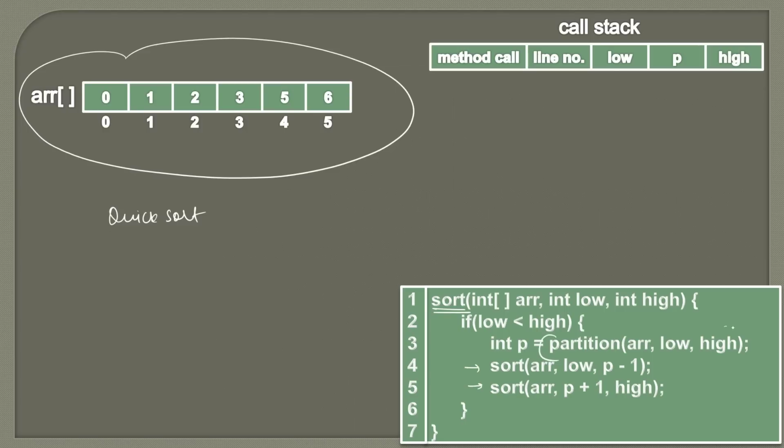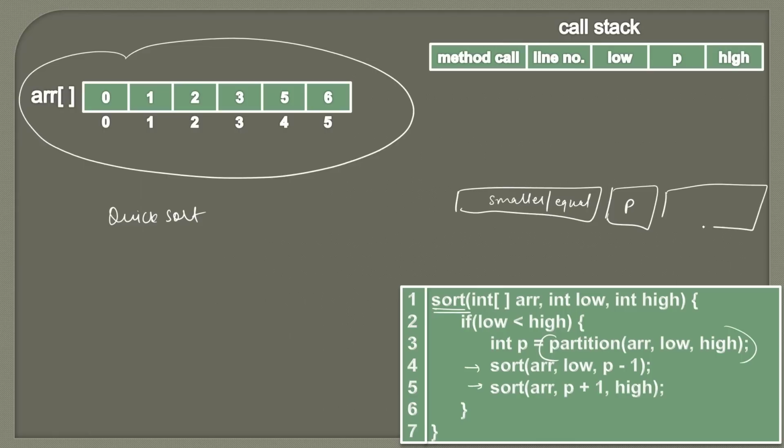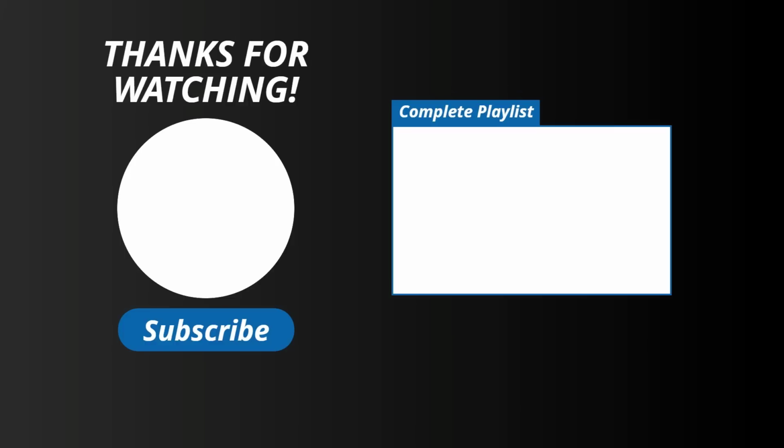In this partition method, we do the pivot selection and reordering of the array in such a way that smaller or equal elements are on the left side. Then our pivot comes, and then the elements greater than pivot come. So these steps we do recursively till all the elements are sorted. So friend, this was all about quicksort algorithm.